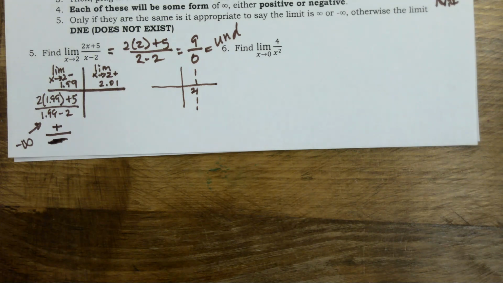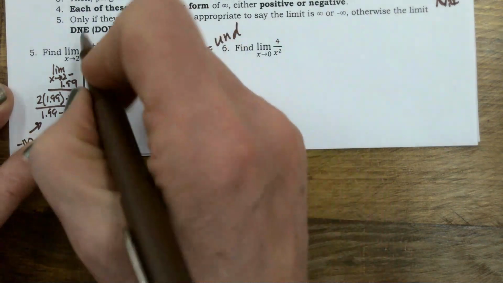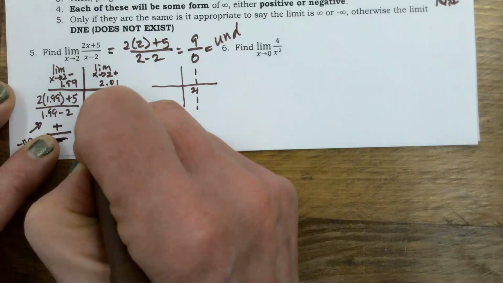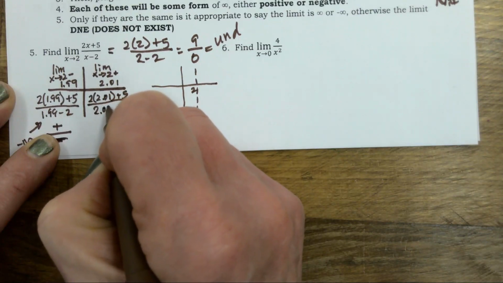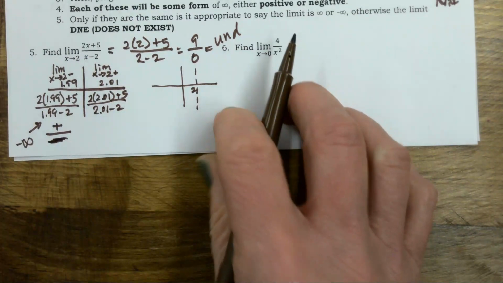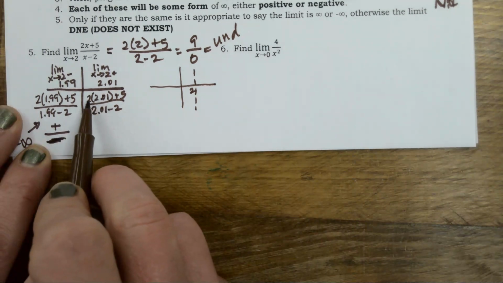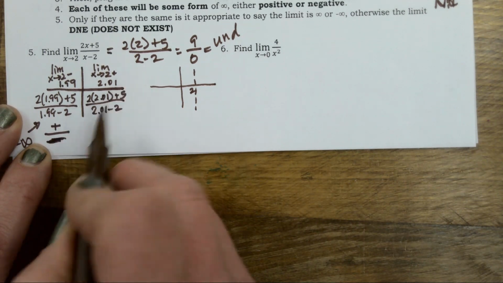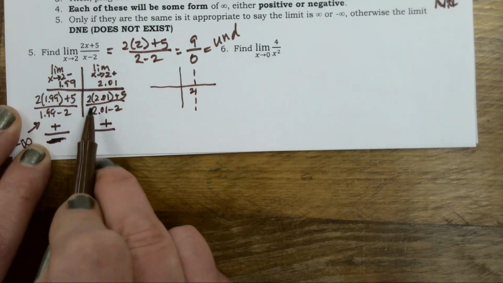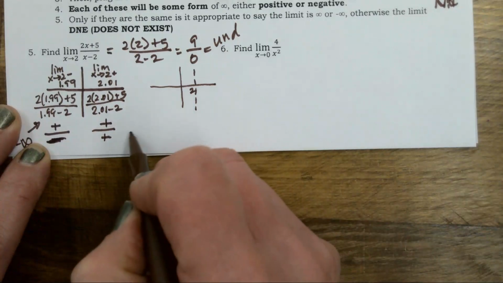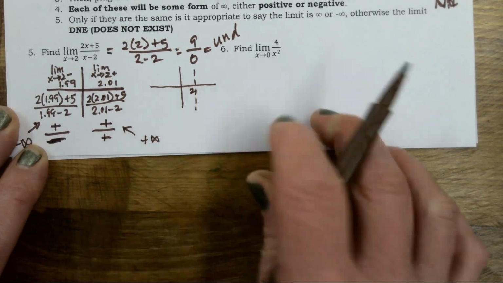I want to do the same thing on the other side. I'm going to plug in 2 times 2.01 plus 5 over 2.01 minus 2. And again, I don't care what the answer is. I just care if it's positive or negative so I can decide where it's going. So something a little more than 4 plus 5 is definitely positive. Something a little more than 2 minus 2 is definitely positive. A positive divided by a positive is a positive.